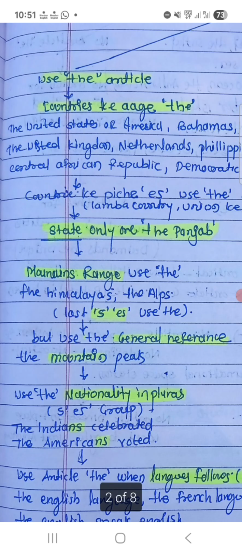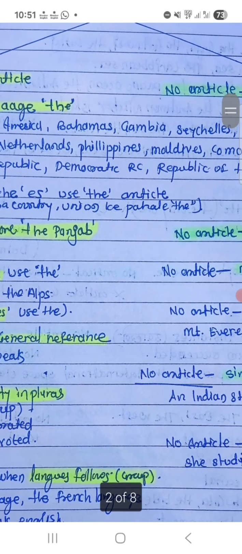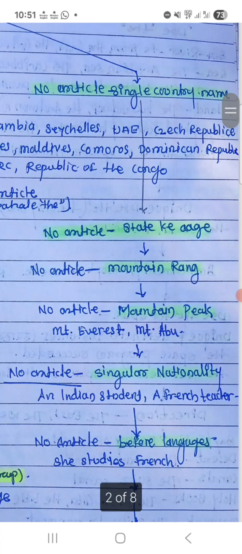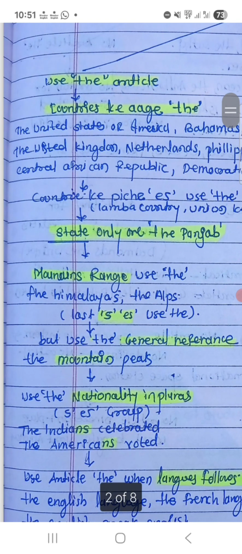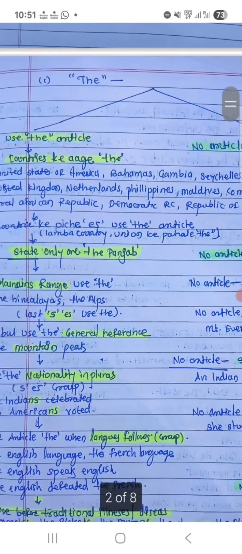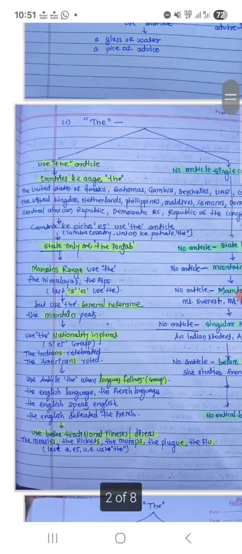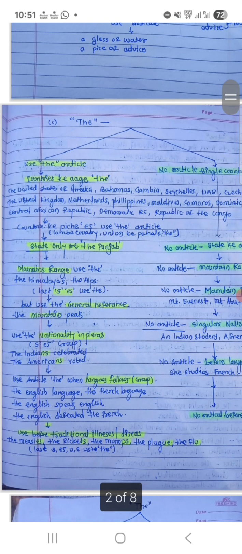Countries, that means in front of the country name, at that time we use the article. For example, which countries? Here I am not talking about a single country but countries. Which types of country? The United States of America. Next, you can see here.